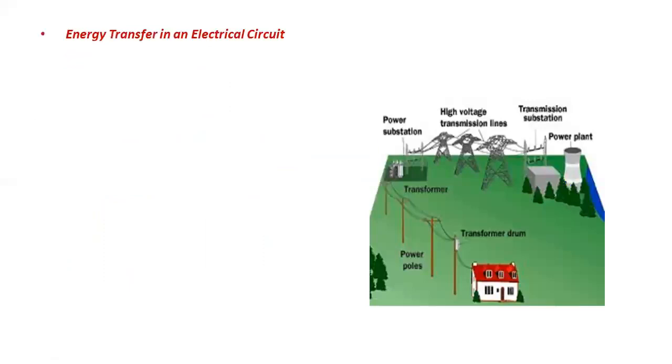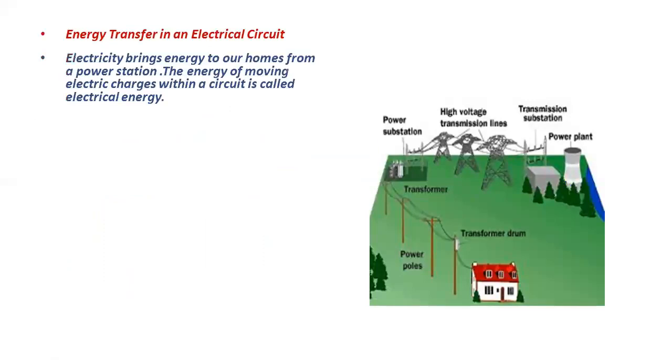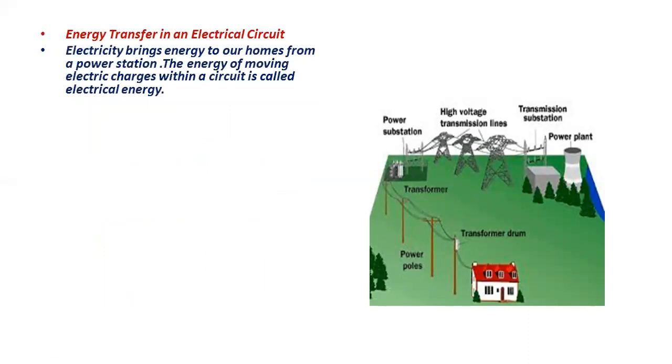Energy transfer in an electrical circuit. Electricity brings energy to our homes, and where does that electricity come from? Electricity comes from the power station. The power station supplies electricity to us. The energy of moving electrical charges within a circuit is called electrical energy. I told you what electricity is: electricity is the flow of charge. What is electrical energy? The energy of moving charges. The energy of those charges which are moving is called electrical energy.